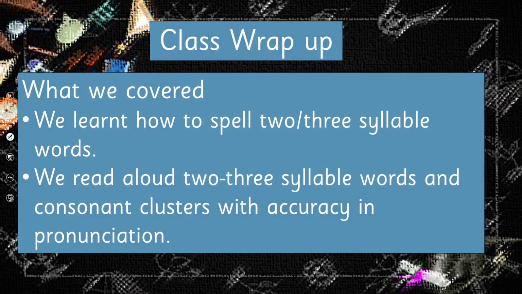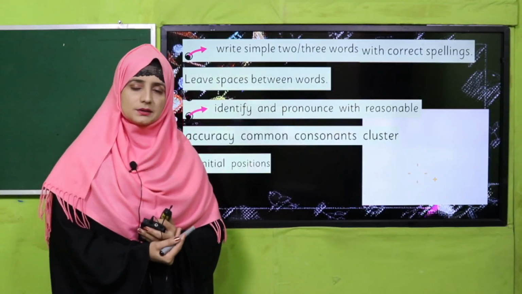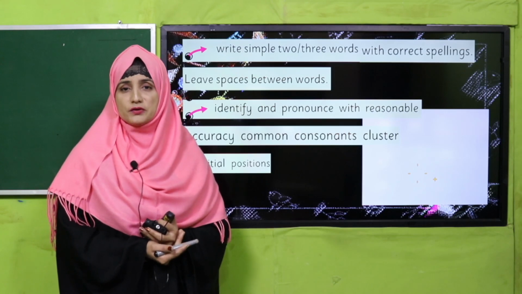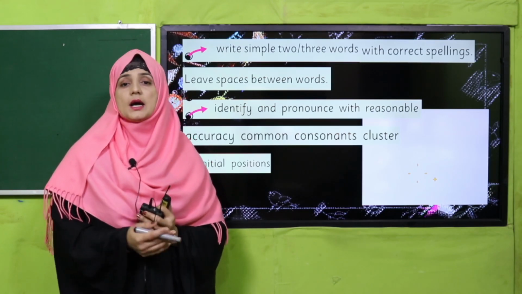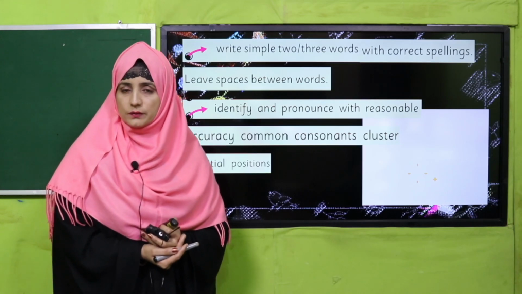So what we have learned today: we learned how to spell 2-3 syllable words. We read aloud 2-3 syllable words and consonant clusters with accuracy in pronunciation. And in this way, we have covered this SLO. So my dear students, I hope you have enjoyed today's lecture and you have learned how we can get different syllables.